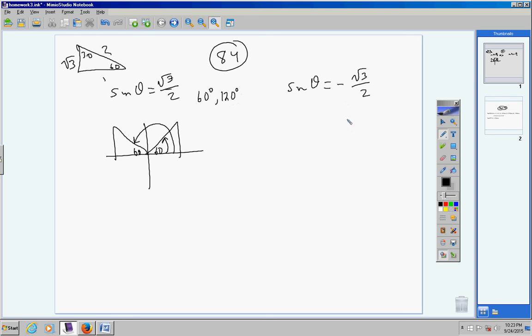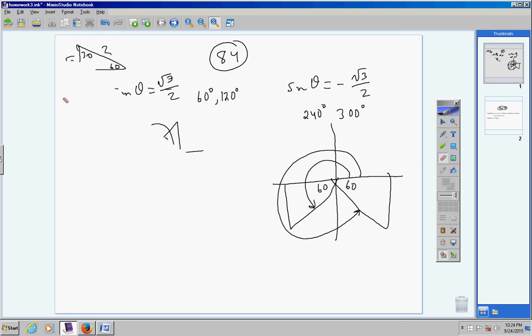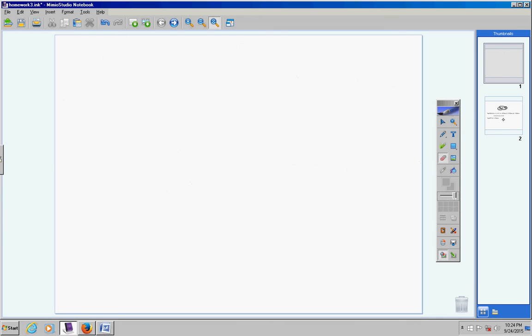Now, how about the negative square root of 3 over 2? Okay, where is sine negative at? Quadrant 3 and quadrant 4. So put a 60 here and a 60 here. So one answer would be 180 plus 60, 240. And the other answer would start here, go all the way to the hypotenuse, 300 degrees. Okay, so there we go, guys. Back this up and watch this again if you need to. These can be pretty confusing, so make sure you understand these.